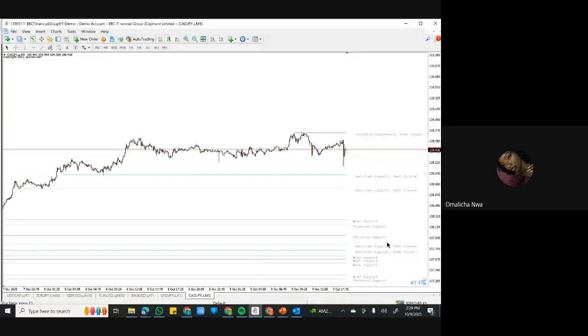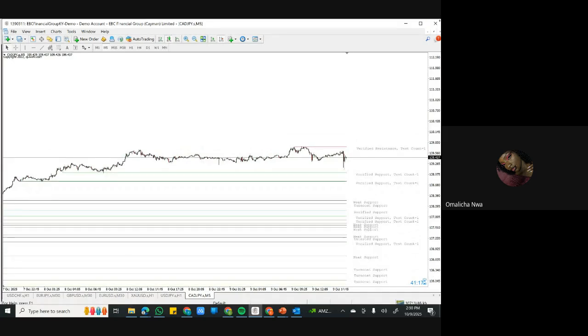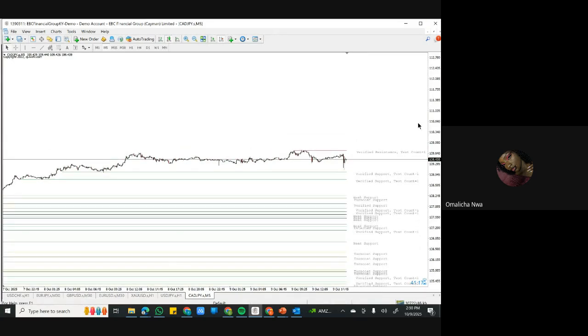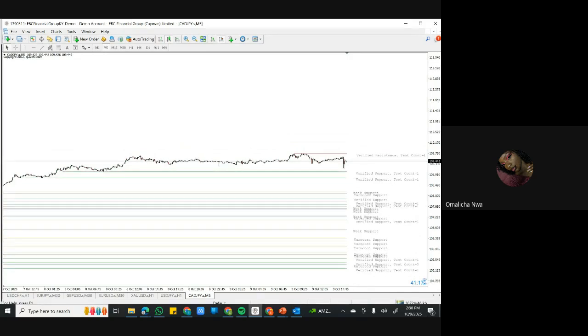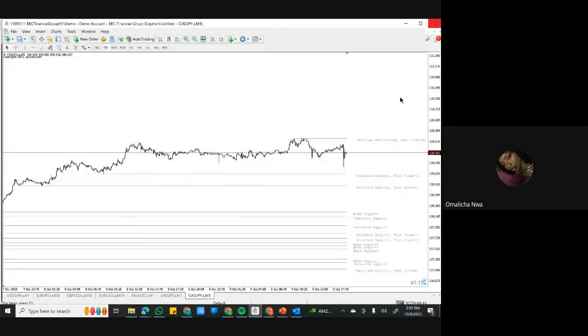Verified, weak, verified resistance. If price has tested that place maybe 2 to 3 times, right? There is another type of resistance. Verified resistance, proven resistance. Yes, if it is a proven resistance, if that place is proven, it means that price has tested that place 5 times and it has gone back down.